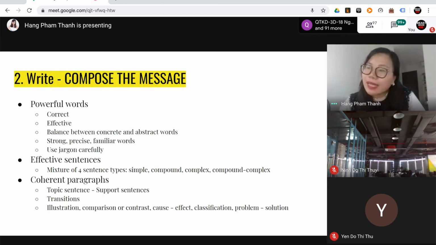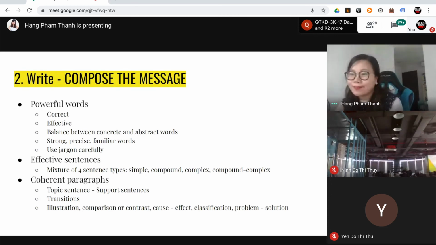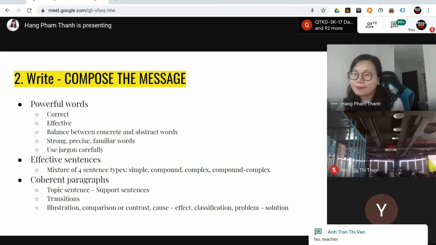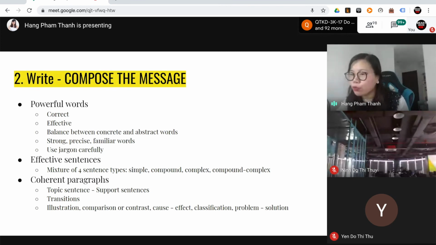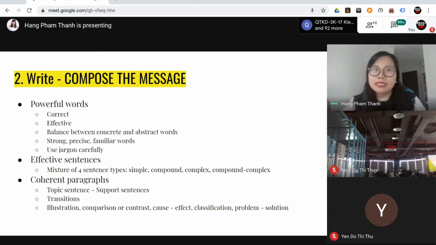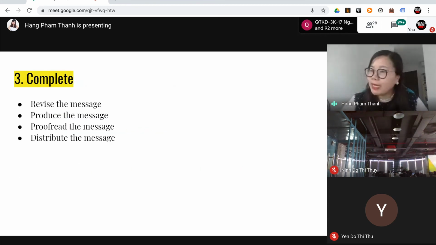Okay, any questions relating to the writing part? Before we come to the completing part, any questions about the planning and writing stage of the writing process? Okay, so should you have any questions, please comment. I will come back to your questions at the end of the lecture, or I will reply directly to you later. Okay, so now let's move to the completing stage.